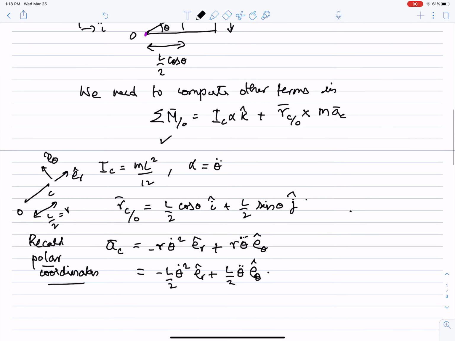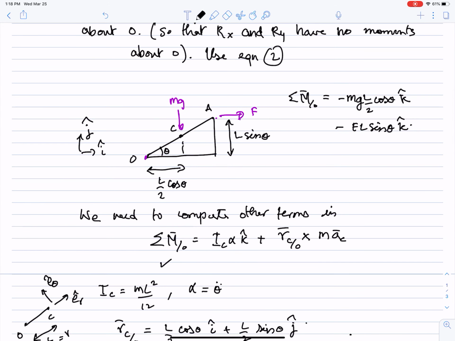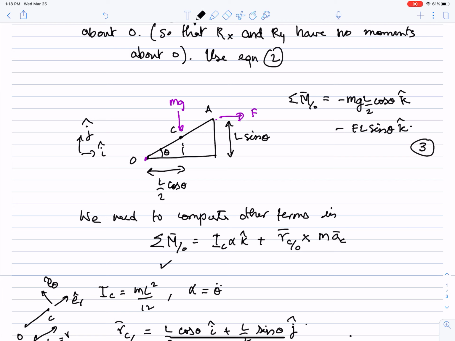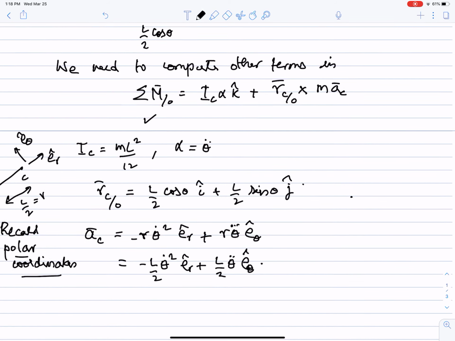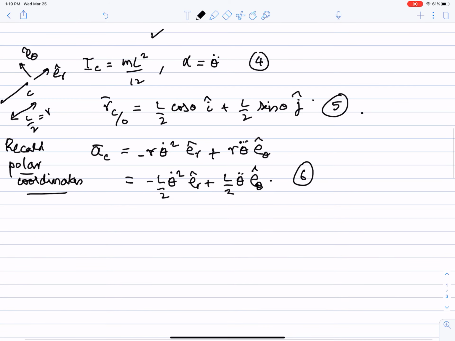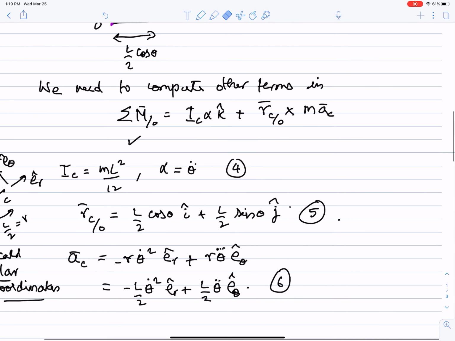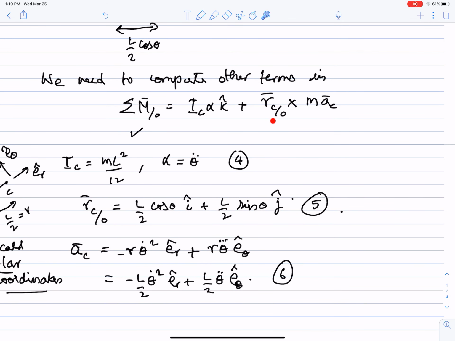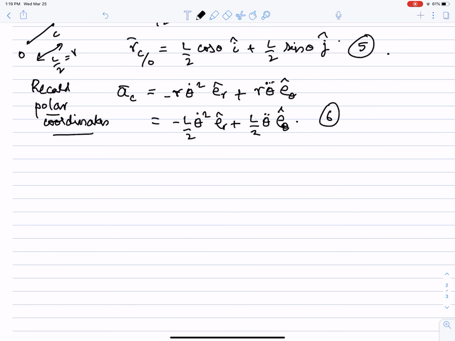Let's plug everything into this equation. So let's call this equation 3. Let's call these things 4, 5, 6. Use 3. Well, before we plug everything in, let's compute this cross product. Okay, let's compute that cross product before we plug things in. So RC with respect to O crossed with m aC, what is that?